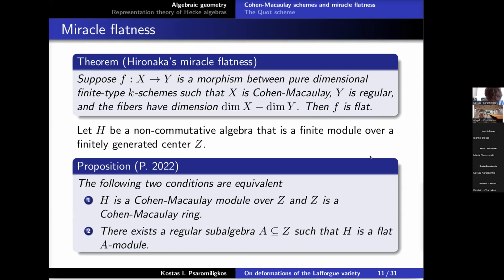Also, something else: miracle flatness is usually stated for local rings. This is a global version. For local rings, it tells us that being flat, being free, and being projective are all the same for reasonable local rings. So being flat is the same thing as being locally free.